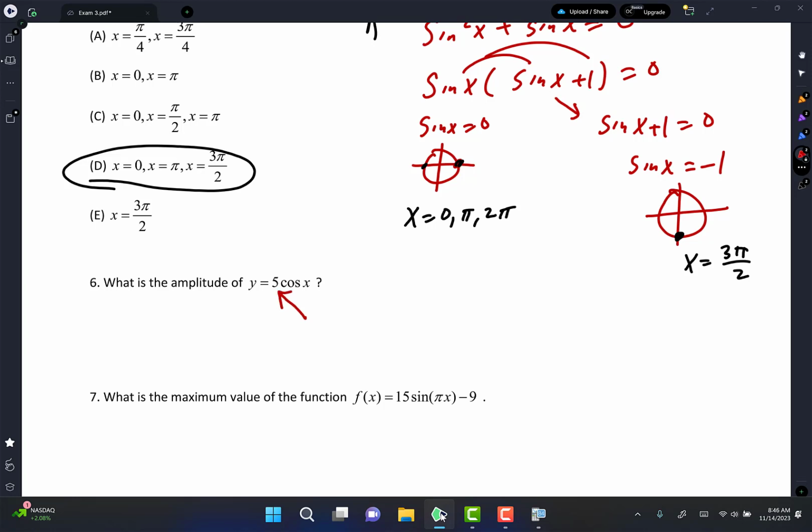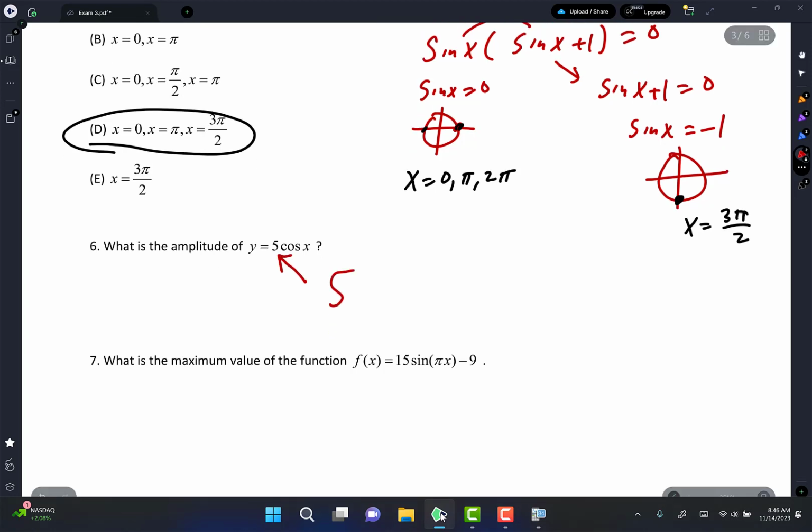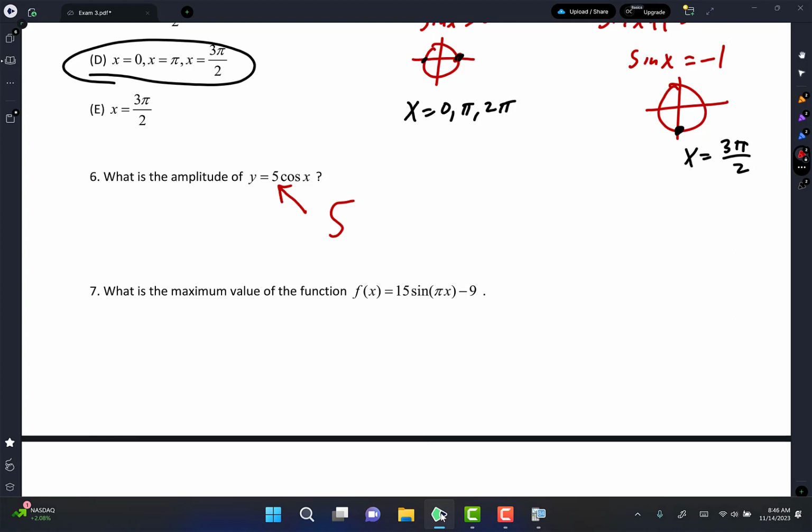All right. What is the amplitude of y equals 5 cosine x? The amplitude is just what? 5.